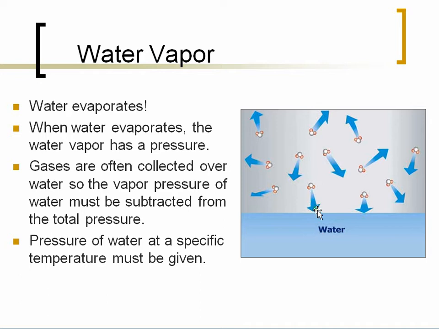So here are water molecules going back into water, and water molecules going into gaseous water. Gases are often collected over water, so the vapor pressure of water must be subtracted from the total pressure. The pressure of water at a specific temperature must be given. So here's a kind of classic example of what this means.